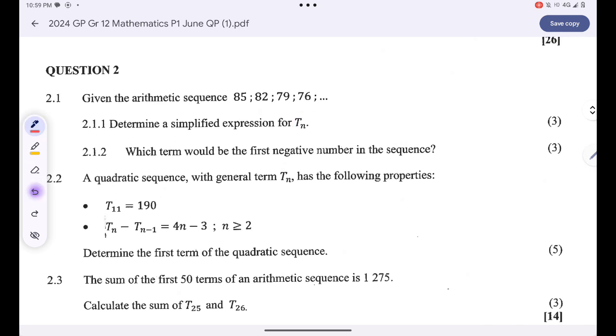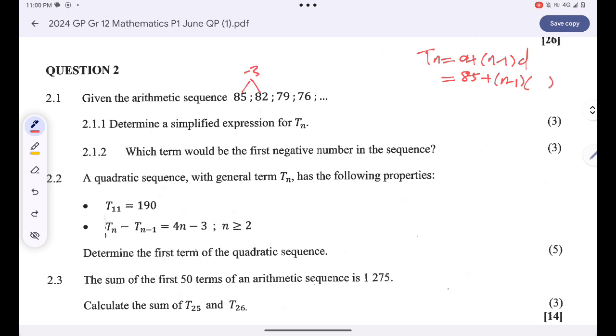So for me to find the simplified expression of the nth term, I only need two values: the value of my first term as well as my common difference. I'll then use the general equation for my arithmetic sequence. The value of my first term is just 85, and then I have n minus 1, and the common difference, I'll simply say t2 minus t1.